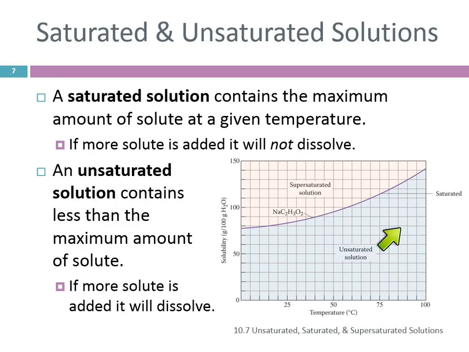But if we take this solution and we heat it up, let's say we heat it up to 90 degrees. At 90 degrees, can we get 130 grams to dissolve? Yes, we can. We definitely can. And then as the solution cools, normally we would expect to see some of that precipitate out, because as you cool down, the solubility decreases. But some substances, like sodium acetate, will form what's called a supersaturated solution.